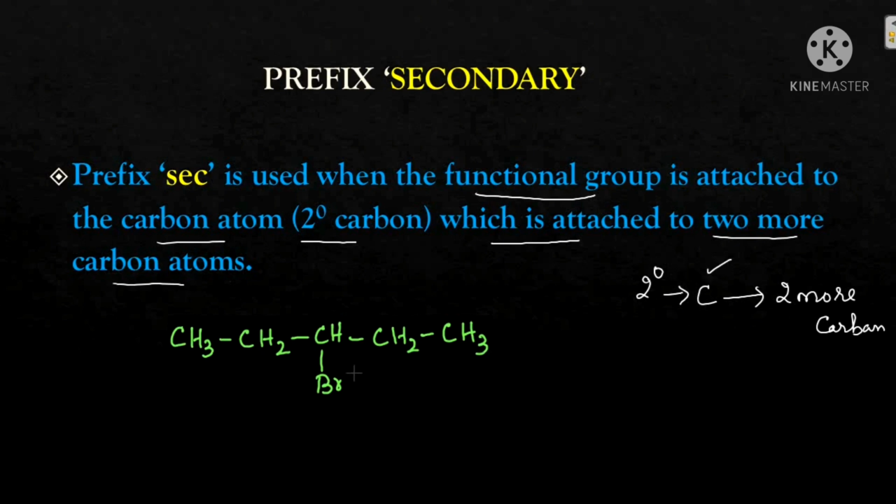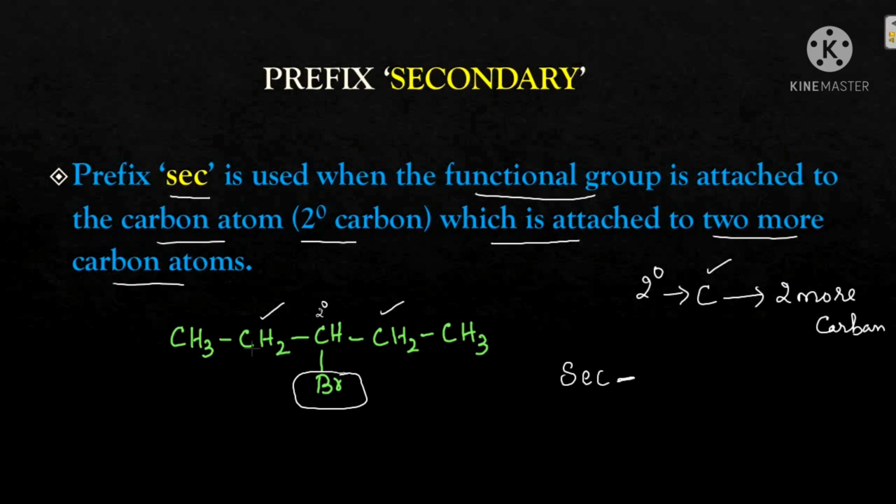Now, see here the functional group is bromine. If the functional group is attached to a carbon atom which is further attached to two more carbon atoms, see, this carbon is directly attached to two more carbon atoms, is it not? So we call this carbon a secondary carbon. If this is the condition, if the functional group is attached to the secondary carbon, we can make use of the prefix secondary. So here we can make use of the term secondary, SEC.